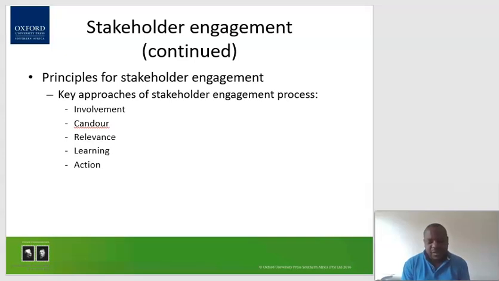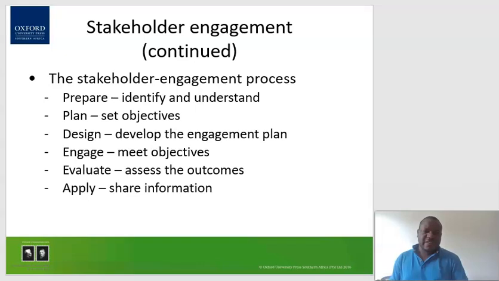Then there must always be learning. You ought to be able to uncover new perspectives, seek mutual understanding, and identify mutually beneficial solutions to the current problems. Then it must not end as engagement. You must actually implement and act on what you have agreed on through the stakeholder engagement process.